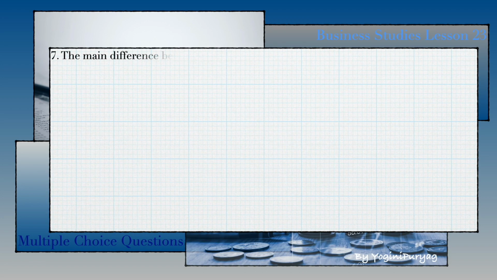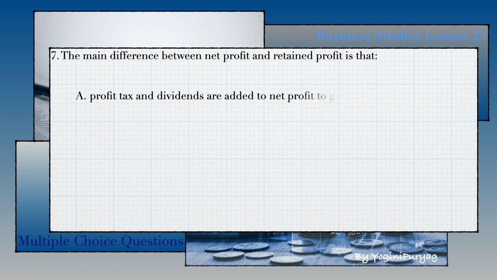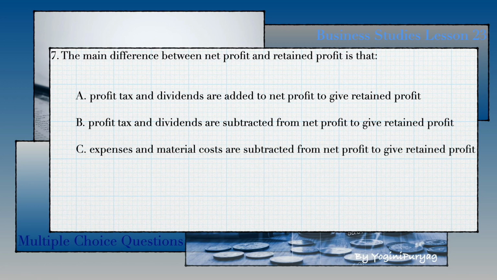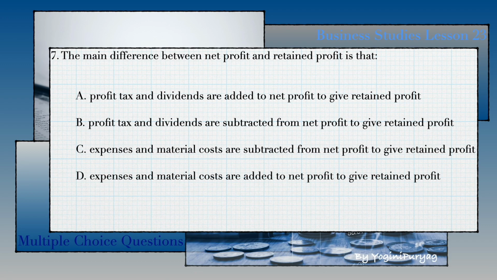The main difference between net profit and retained profit is that profit tax and dividends are added to net profit to give retained profit. Profit tax and dividends are subtracted from net profit to give retained profit. Expenses and material costs are subtracted from net profit to give retained profit. Expenses and material costs are added to net profit to give retained profit.